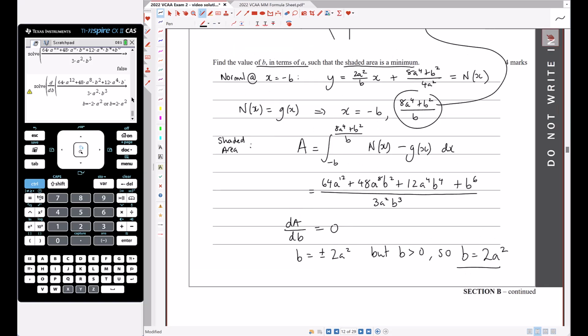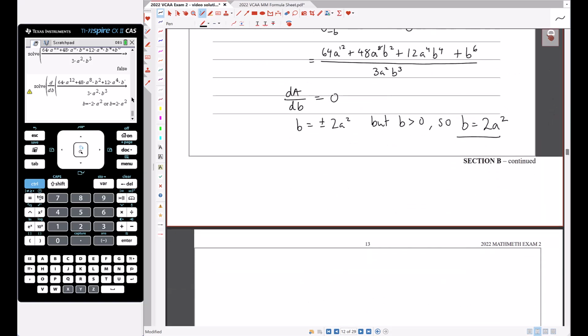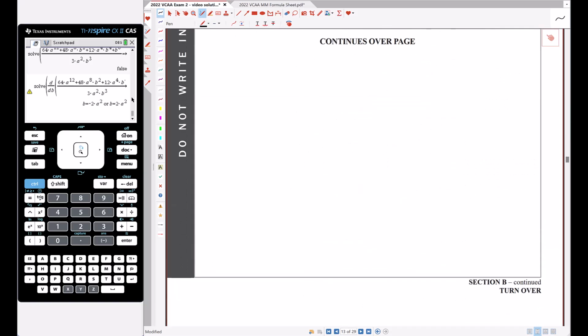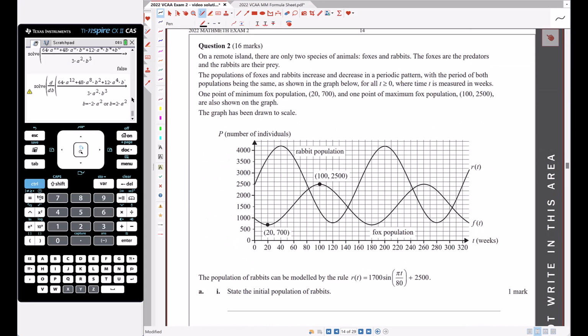Okay, so that's a little bit ugly for quite so early on in the paper. I really don't remember doing this paper. I definitely did it last year, but anyway, let's see.